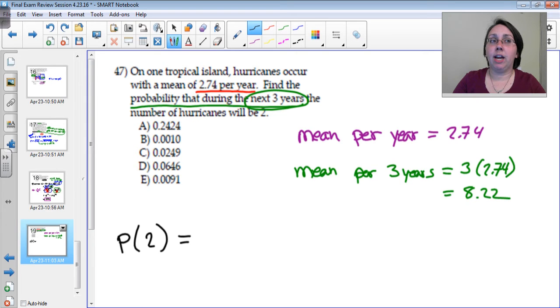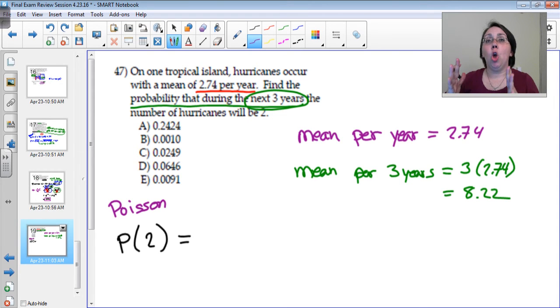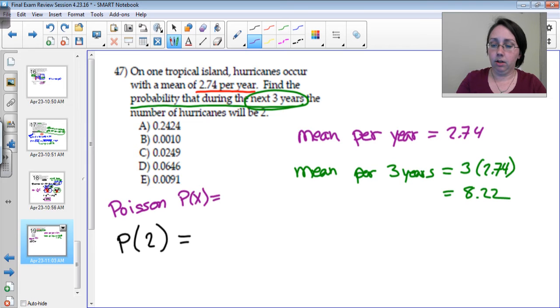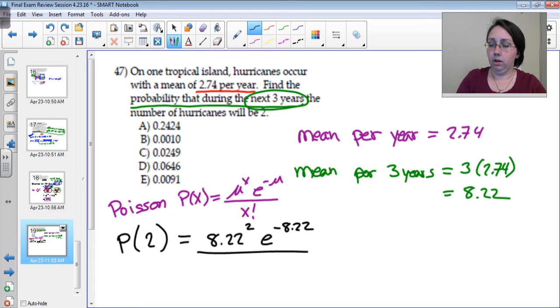What kind of probability are we going to calculate here? This is Poisson. Remember, Poisson has an interval. In this case, it's a time period. Whatever time period they ask you for in the probability, that's the time period your mean has to be associated to. So our mean has to be for 3 years. The Poisson formula is mu to the x, e to the negative mu over x factorial. So our mu is 8.22, x is 2: e to the negative 8.22 over 2 factorial.